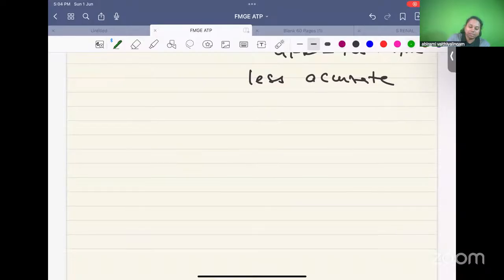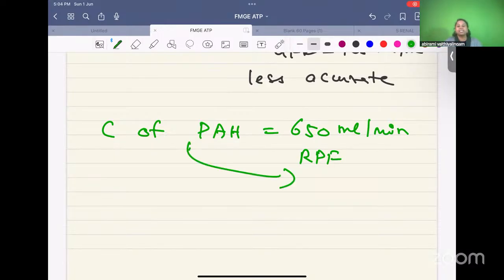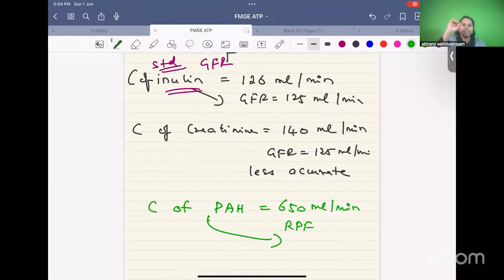Now, there's another substance called PAH, para amino hippuric acid. Whenever I measure the clearance of PAH, the value is 650 ml per minute. What is 650 ml per minute? Renal plasma flow is 650 ml per minute. So whenever I measure clearance of PAH, it is giving me renal plasma flow. So I'll summarize. For measuring GFR, you can use inulin and creatinine. For measuring renal plasma flow, you can use PAH. Clear?